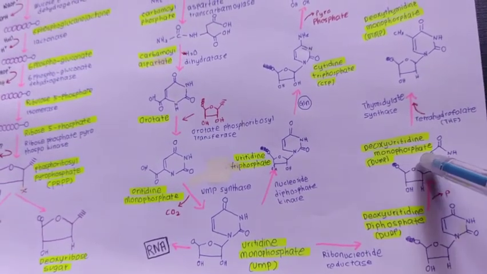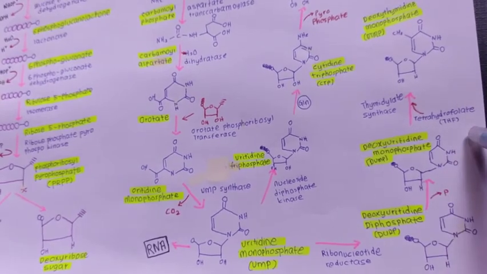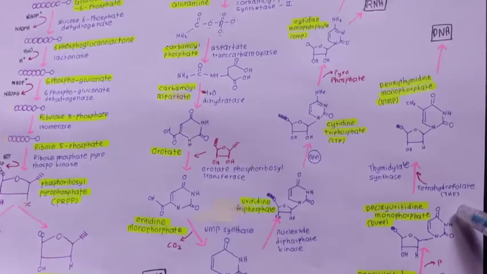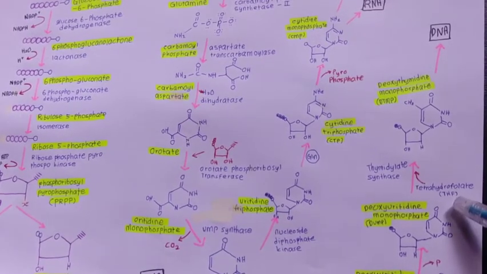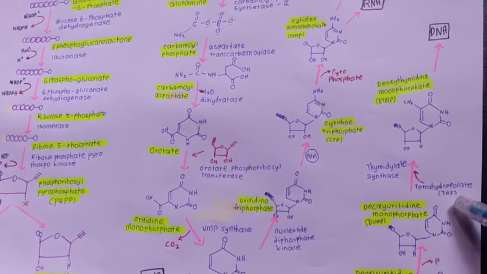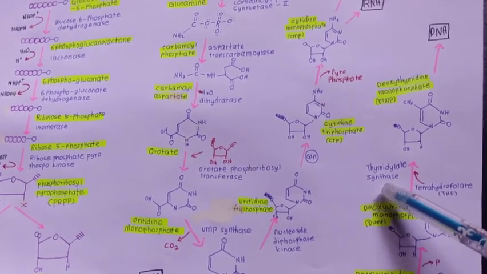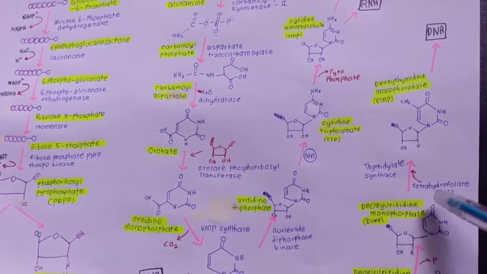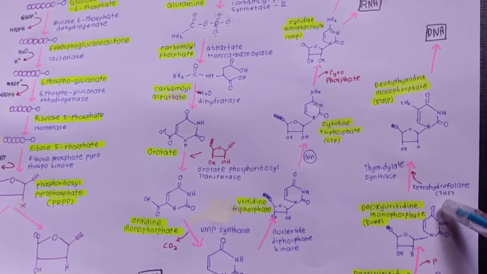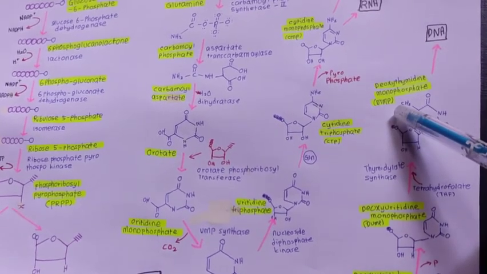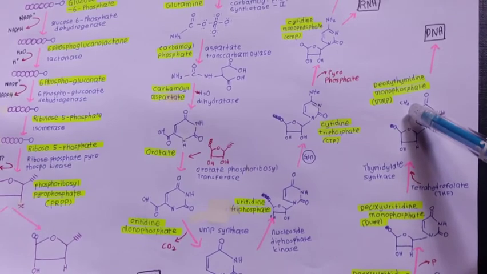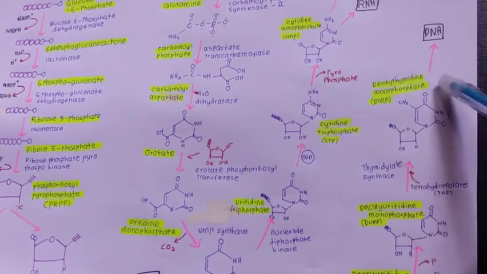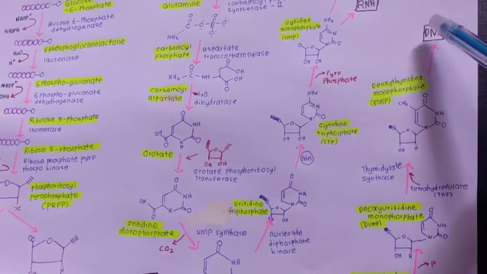In the next process, we need to add a methyl group. So we add tetrahydrofolate. If we want to add a methyl group here, we need to use the enzyme thymidylate synthase. So this dUMP was added with tetrahydrofolate and converted into deoxythymidine monophosphate or dTMP. So this molecule can convert into DNA.